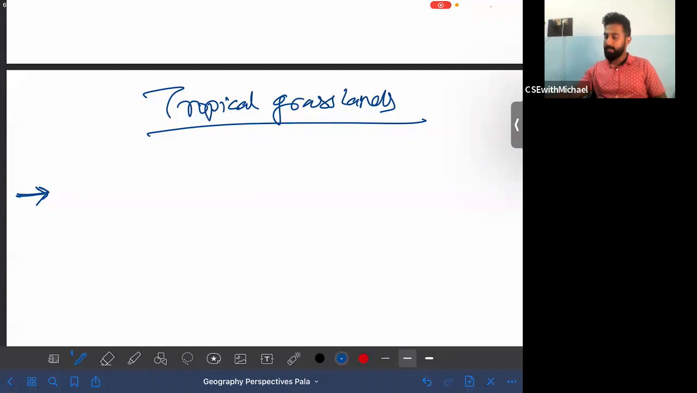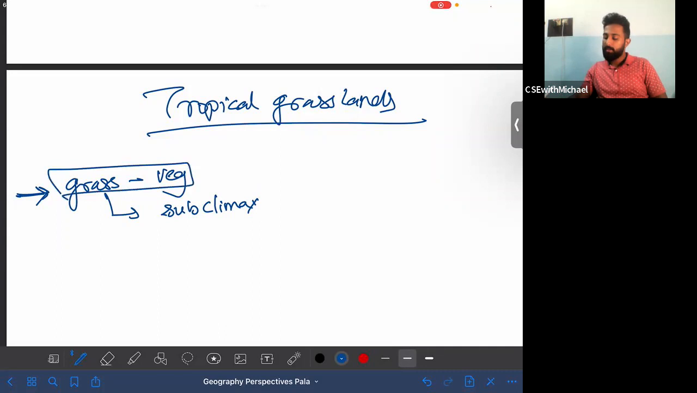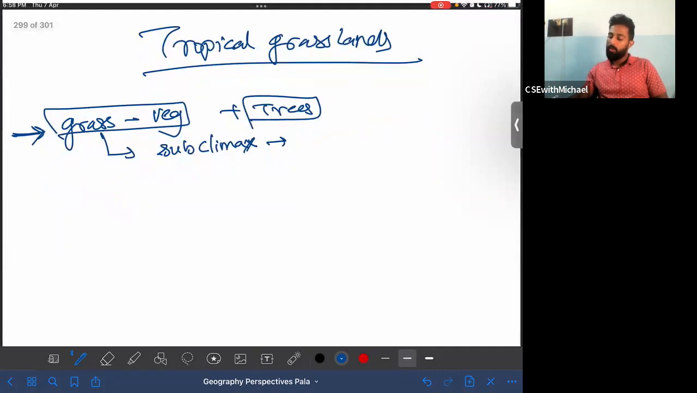Okay, trees interspaced in grass. So tropical grasslands are regions characterized by grass as the major vegetation. So we can call it a subclimax. Climax is always forest communities. So here climax is not achieved. We have a subclimax community dominating the biome. That is, the grass vegetation is dominating along with some trees. Few trees are there. Now, what causes this subclimax of grass to occur?